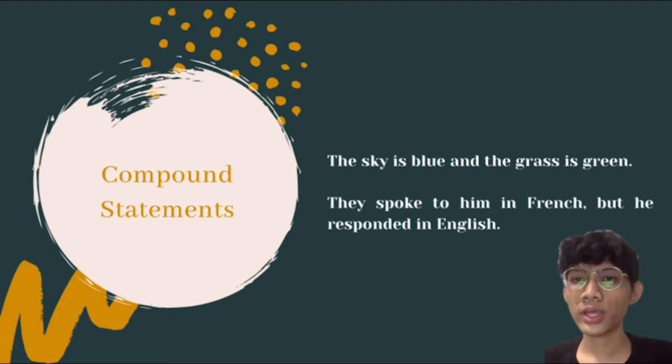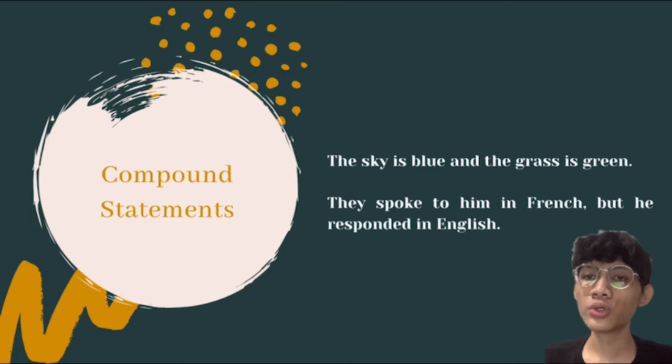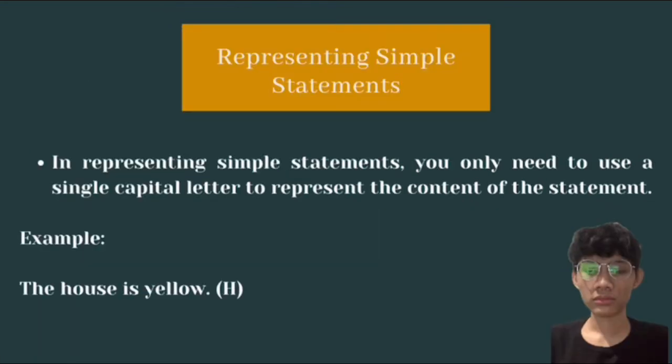The sky is blue and the grass is green. And they spoke to him in French, but he responded in English. The first sentence has two simple statements connected by the connective device and, and the second sentence also has two simple statements connected by the connective device but.